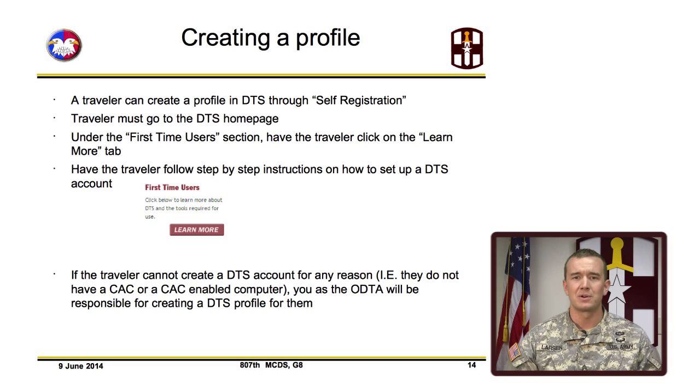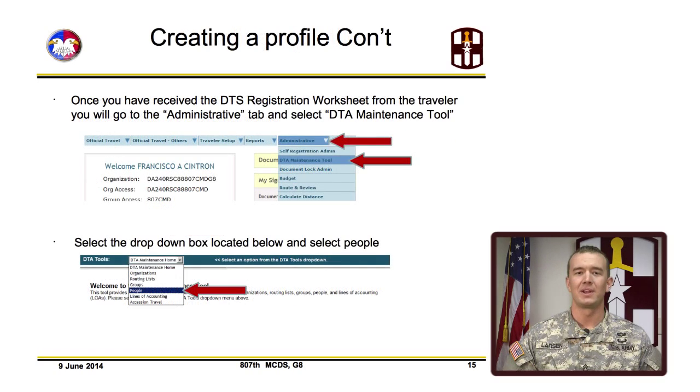If the traveler cannot create a DTS account for any reason, for example, they don't have a CAC or a CAC-enabled computer, you, as the ODTA, will be responsible for creating a DTS profile for them. To create a DTS profile, have the traveler fill out a DTS registration worksheet. Once you have received this from the traveler, you will go to the Administrative tab and select the DTA Maintenance tool. Select the drop-down box located below and select People.